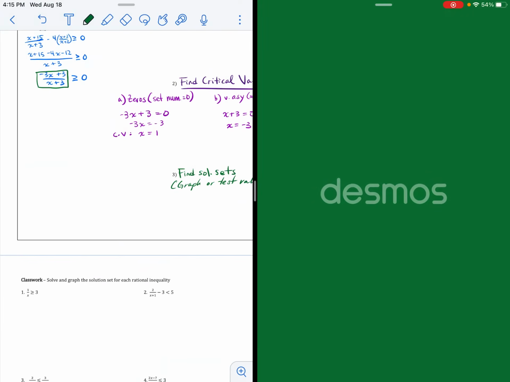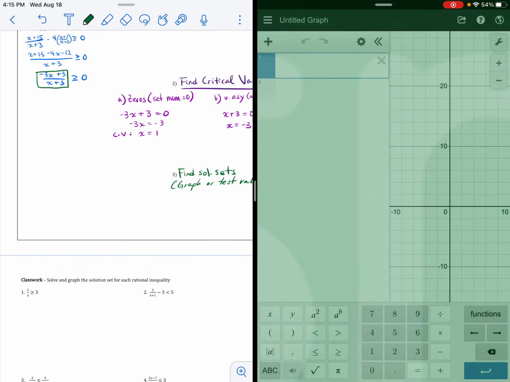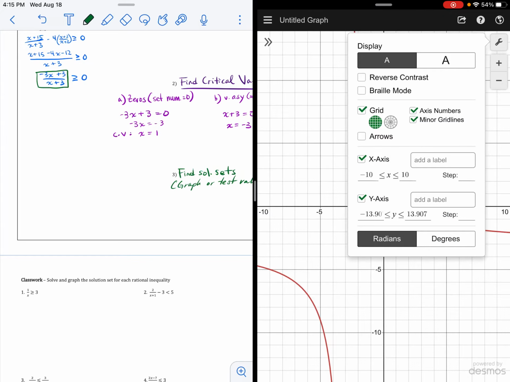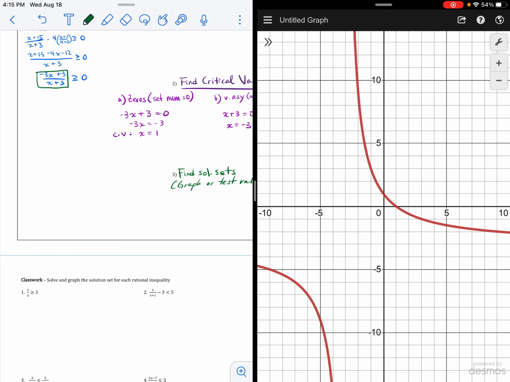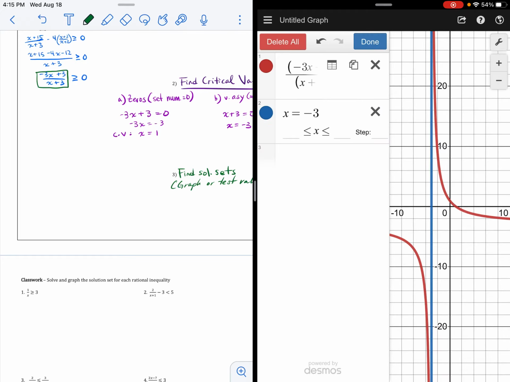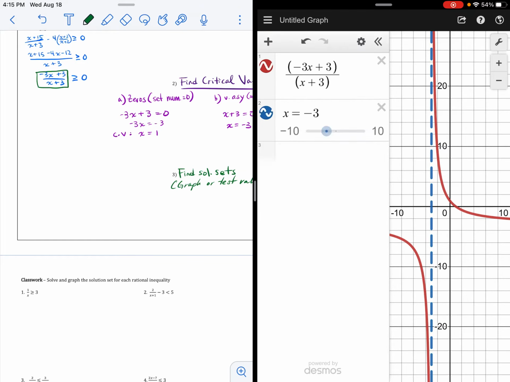Just pull this over here. I'm just going to enter this in here as well. Just give this a second to load up. We've got negative 3x plus 3. And this is being divided by x plus 3. And let's collapse that so we can see this a little bit more easily. All right. And let's actually also graph that vertical asymptote, which we said was that x is equal to negative 3. And let's make that dotted to make sure that we know it's an asymptote and not part of the function.